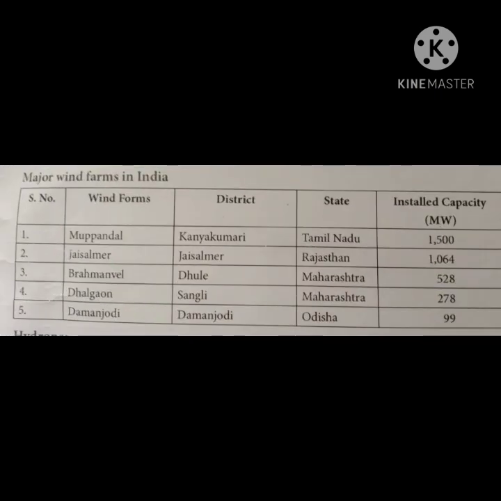This chart tells about the major wind farms in India. First one is Muppandal of Kanyakumari, Tamil Nadu, Jaisalmer in Rajasthan, Brahmanwal in Maharashtra, Dalgaon in Maharashtra and Damanjodi in Odisha. So in these places we produce wind energy.